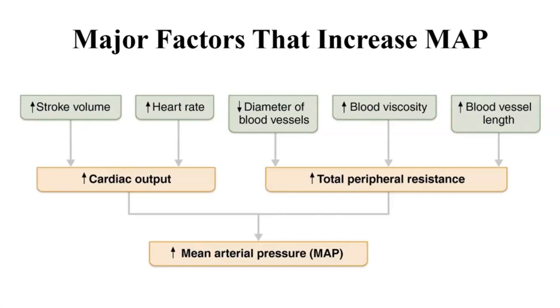So let's take a moment and examine some of the factors that increase mean arterial pressure, or MAP. Increases in stroke volume and heart rate will increase cardiac output. So assuming resistance stays the same, this will increase mean arterial pressure.